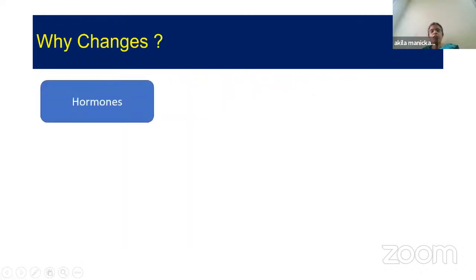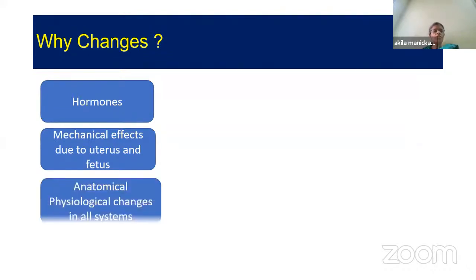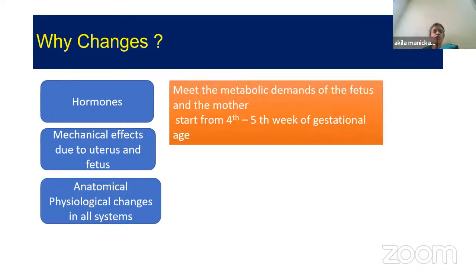When you look at why these changes occur, mostly these are because of the hormonal changes, namely estrogen, progesterone, relaxin, and the sympathetic system, which all get activated during pregnancy. These hormonal changes act on different parts of the body, namely the cardiovascular, respiratory, and all the systems in the body. Apart from this, the mechanical effects of the growing uterus and the fetus also contribute to the anatomical and physiological changes occurring in all the systems of the body. Why do we need these changes? Basically, these changes occur to meet the metabolic needs of the fetus and the mother.